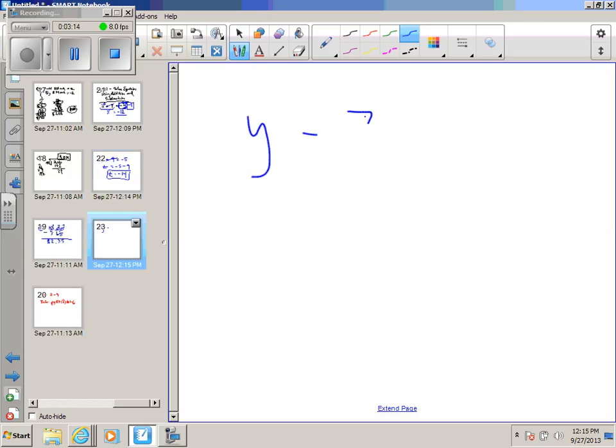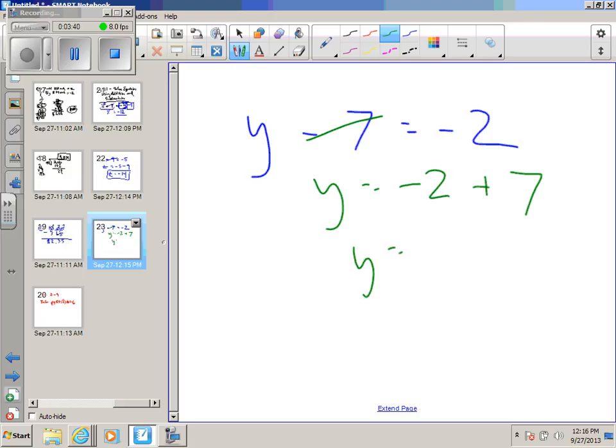y minus 7 is equal to a -2. Now again, I'm going to focus on the opposite, which in this case is going to be what? Adding 7. So I'm going to start with my -2. I'm going to add 7. Starting at a -2, adding 7, +5. y equals 5. Plug it in. 5 minus 7 gives us the -2.